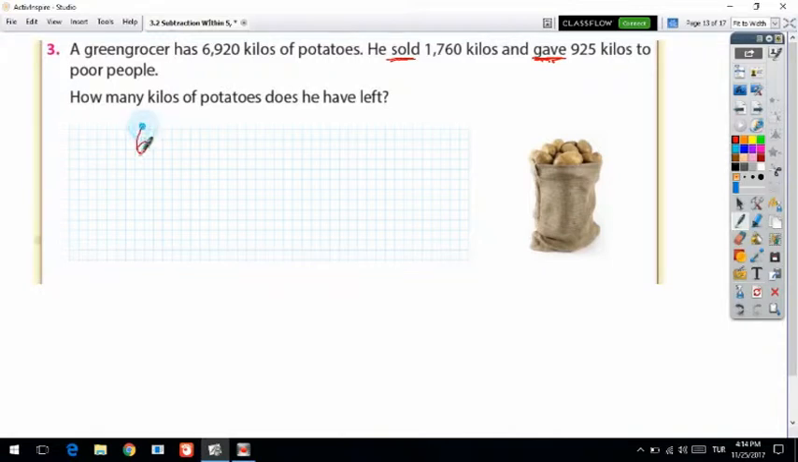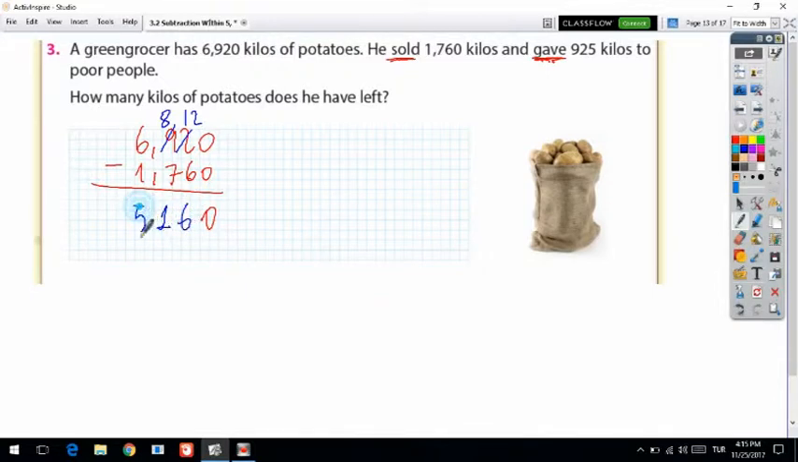First of all, we have to subtract 6,920 minus 1,760. Let's subtract them. 0 minus 0 is 0. Then let's make it 8, then 12. 12 minus 6 is 6. 8 minus 7 is equal to 1. Then 6 minus 1 is equal to 5. So your answer is 5,160. But it's not finished yet.